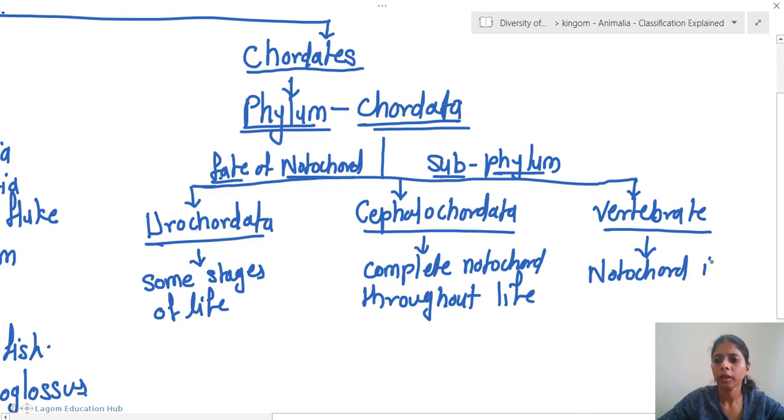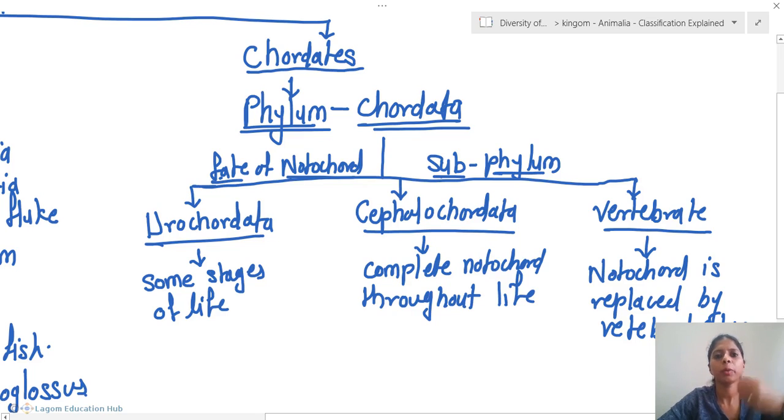And in case of Vertebrata, the notochord was present in the embryonic condition, but it is replaced by the vertebral column. The vertebral column is an advanced structure as compared to the notochord, and basically this vertebral column is a bony structure. Either it is made up of bones or cartilage, and it provides complete protection for the nervous system.